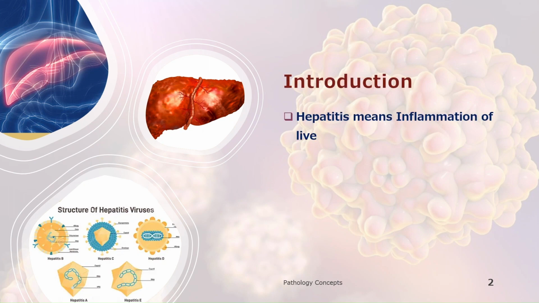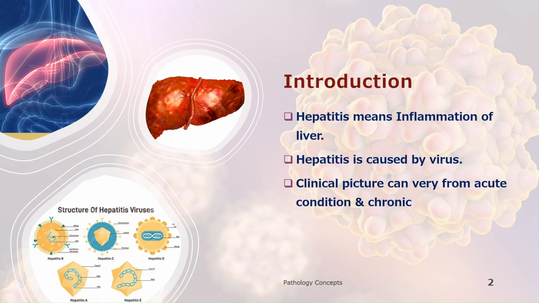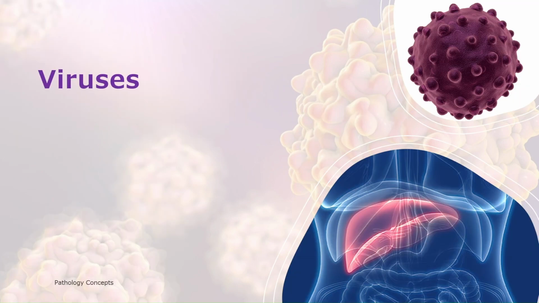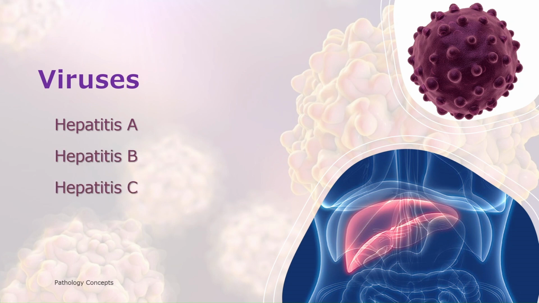Introduction. Hepatitis means inflammation of the liver. Hepatitis is caused by viruses. The clinical picture can vary from an acute condition and chronic sequelae to chronic active hepatitis and cirrhosis. The main viruses include hepatitis A, hepatitis B, hepatitis C, hepatitis D and hepatitis E.